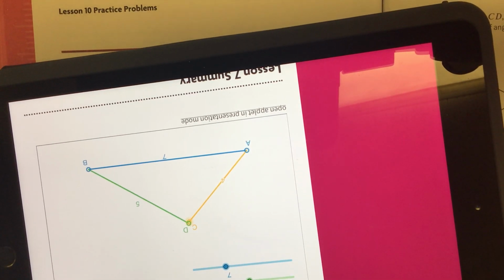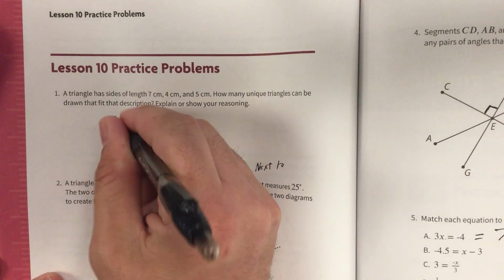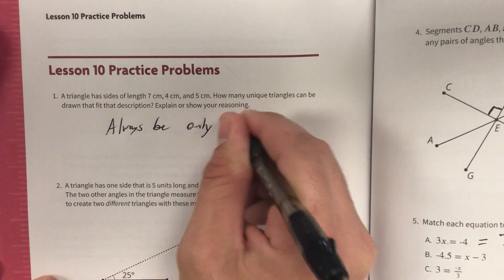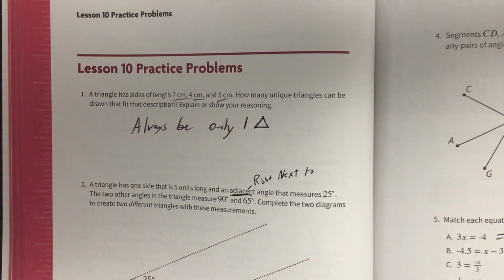Still the same triangle. So when it gives you the 3 side lengths, how many possible triangles can you draw? 1. Anytime it gives you the 3 side lengths, it will always be only 1 triangle. Again, that's when it gives you the 3 side lengths.